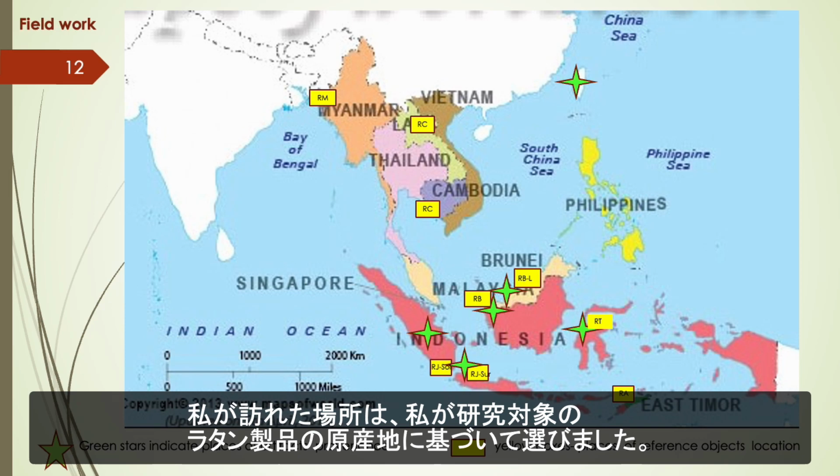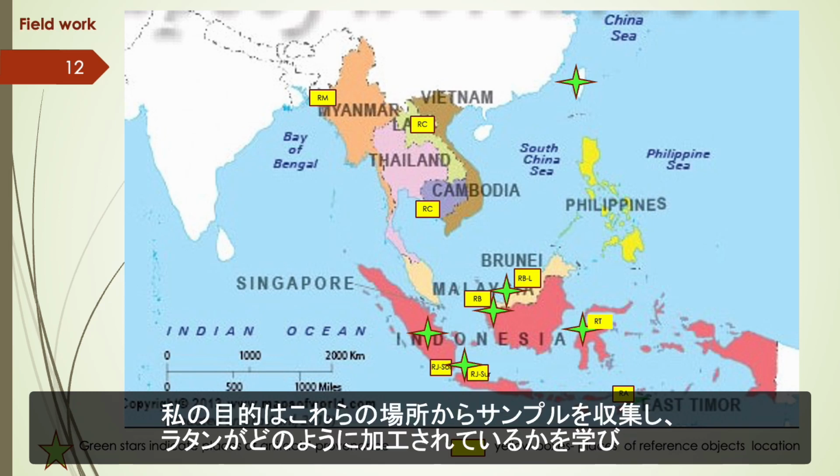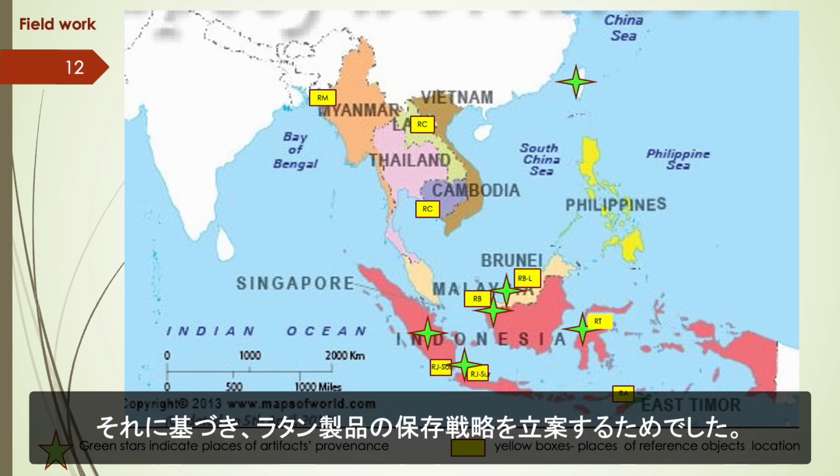A trip to Alor was one of many. The places that I visited were selected based on the origin of objects that I studied. And my objective was to collect samples from those places and to learn how rattan was processed in order to design a more informed preservation strategy for rattan collections and objects.